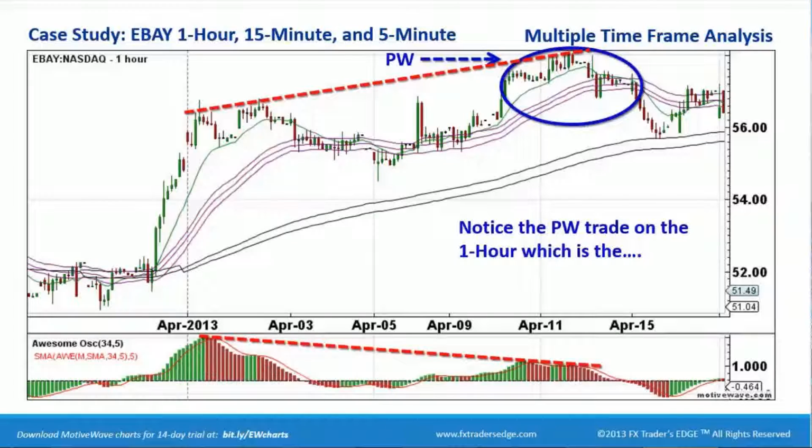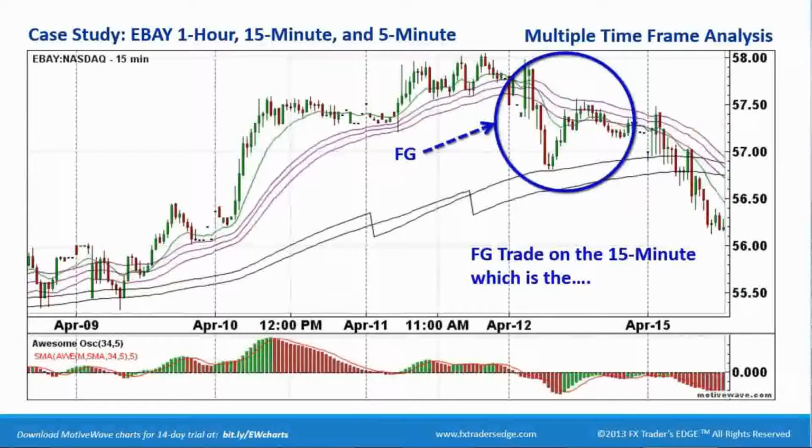Notice the PW trade on the hourly chart, which is the fill the gap trade on the 15-minute chart. Let's analyze the fill the gap trade first before we get ahead of ourselves. Let's review the trade setup conditions for the fill the gap trade. Bounce off or through the wave headed for a collision with the tunnel after a wave 2/B ends. Divergence present in the awesome oscillator after a 5-wave sequence has occurred, either beginning a wave C or wave 3.